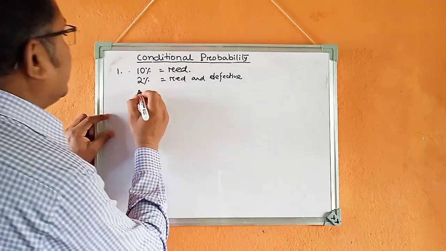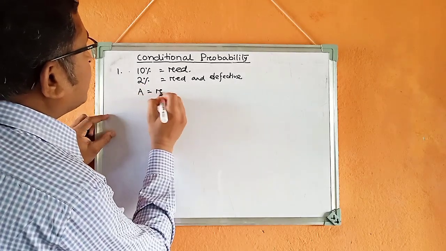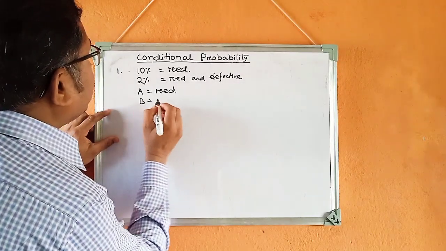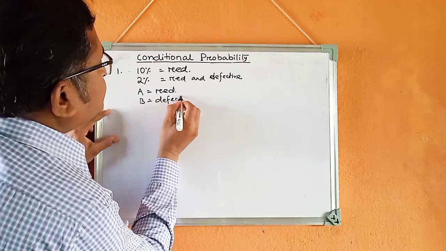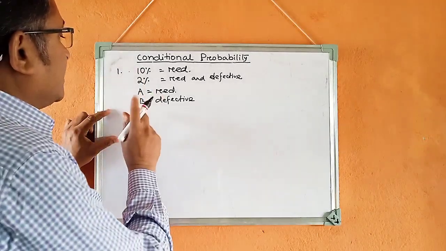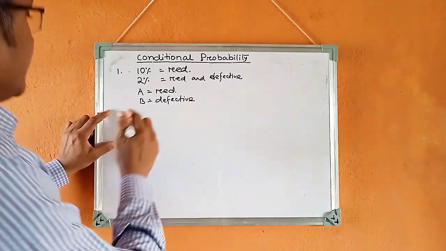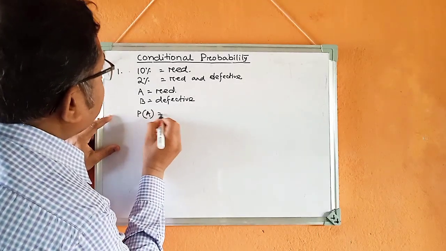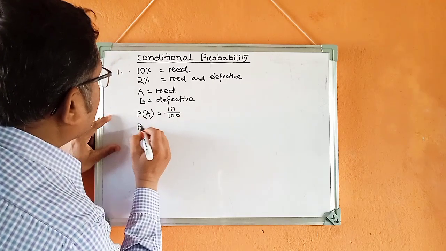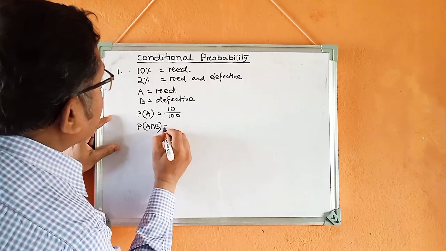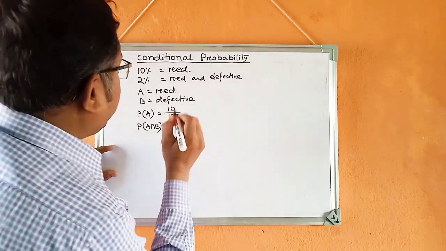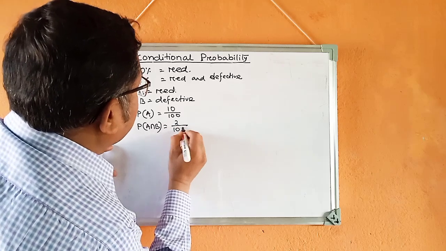See carefully. Let A be the event that the bulb is red, and B the event that the bulb is defective. Probability of event A equals 10%, that means 10 divided by 100. Probability of A intersection B, that means red and defective, is 2%, that is 2 divided by 100.